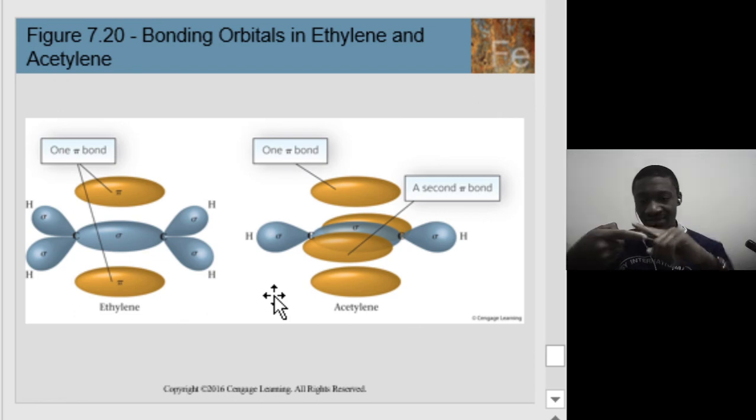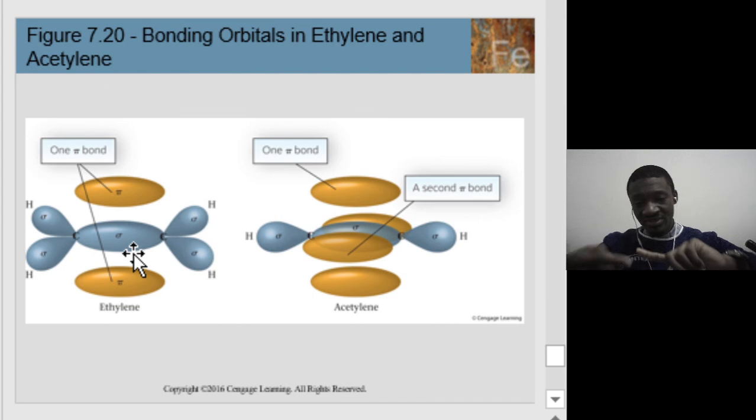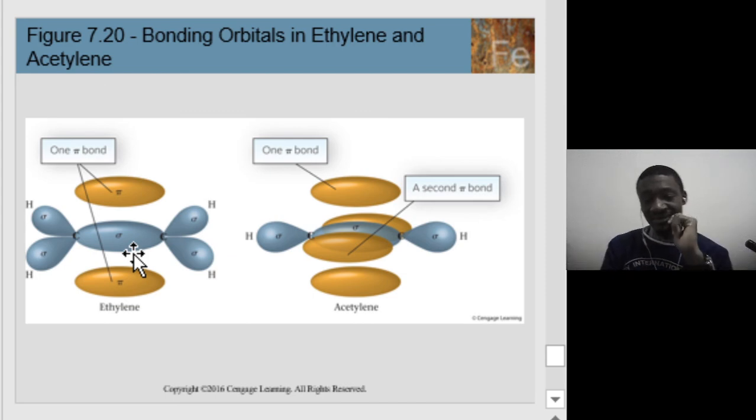Hence the whole idea of your sp. The sp will mean that you have everything in alignment, while the sp2 will mean that you have just two in alignment. So three in alignment, two in alignment. Sp3 will mean that you have everything spread. Then sp2 will mean that you have the 2. Then sp will mean that everything will align to form a triple bond.